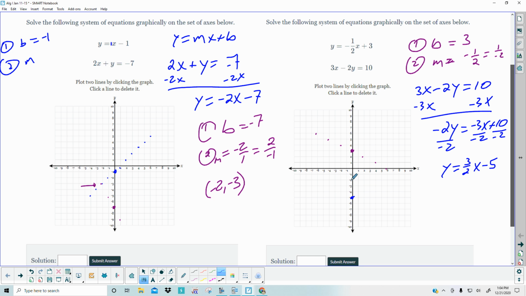So up 1, 2, 3, right 2. 1, 2, 3, right 2. So there's the coordinate that they touch. So that coordinate is 4, 1.